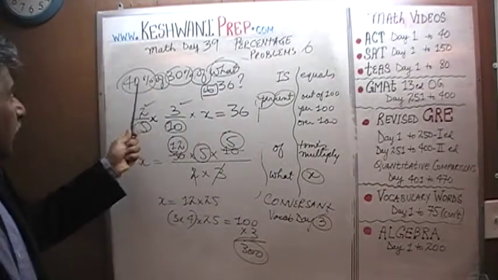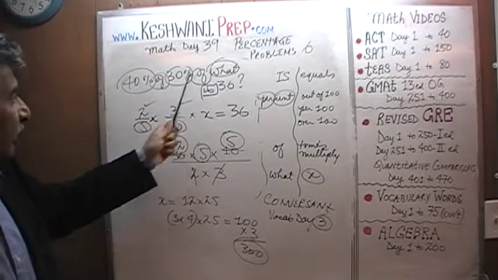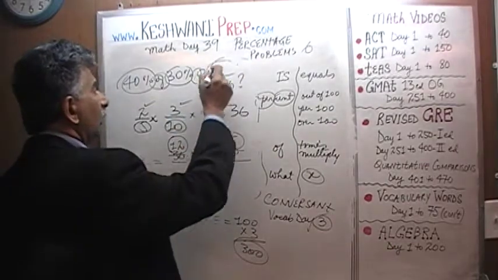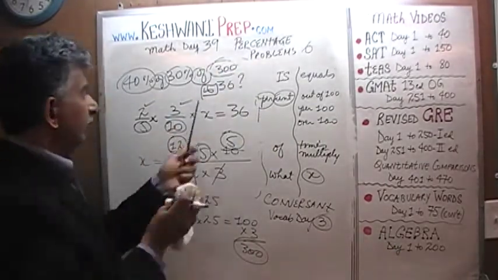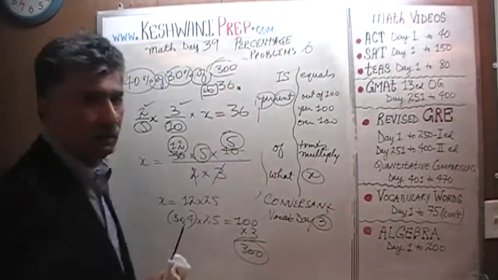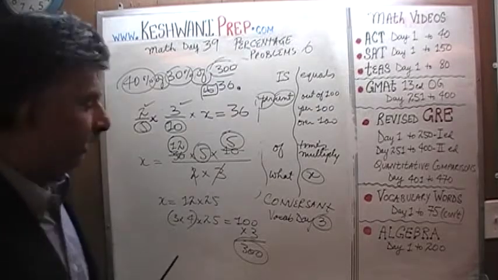Let's put it in here. Our claim now is that 40% of 30% of 300 is 36, and this is no longer a question mark. It's a claim that we're making. Let's see if that claim is correct. Let's see if our claim is valid.